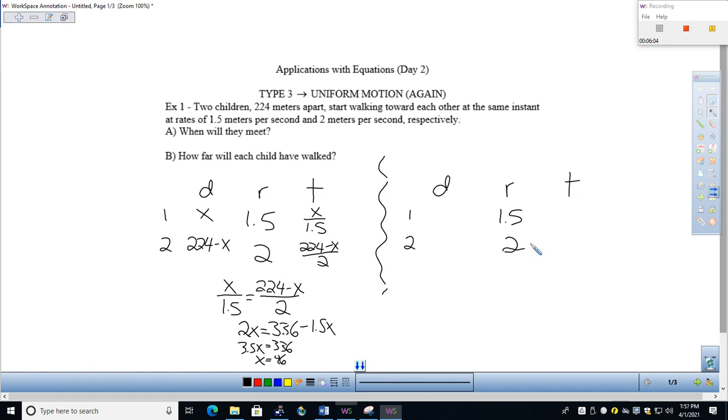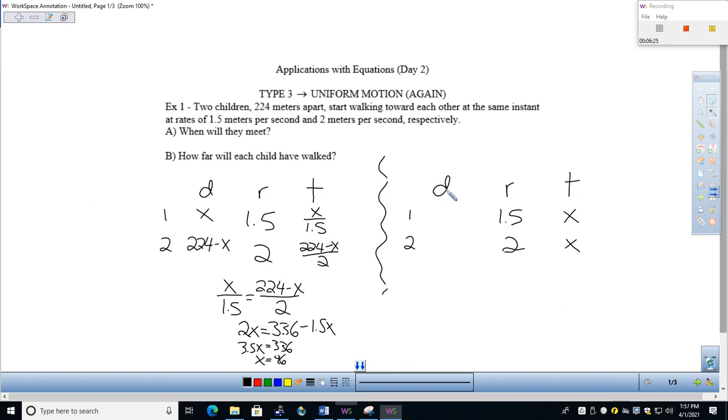And then the other thing that kind of jumped out at me is, well, they started walking toward each other at the same instant. Well, that means, again, that they've walked for the same amount of time. So if I have that as my variable, the time that child 1 has walked, then that would have to be the same variable because they're the same. Awesome. Now I've got numerical values in one, I've got variables in the other, and I'm going to use those 2 columns to create the third.